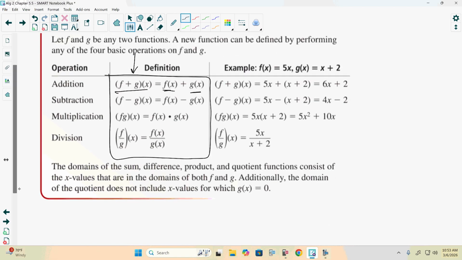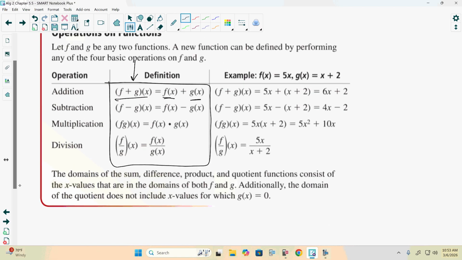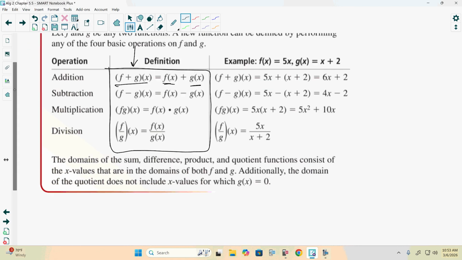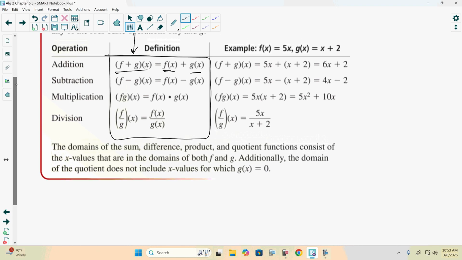The domain of the sum, difference, and product functions consists of the x values that are in the domain of both f and g. Additionally, the domain of the quotient excludes any x values that would make the division by 0. So we're all able to get those. Okay.